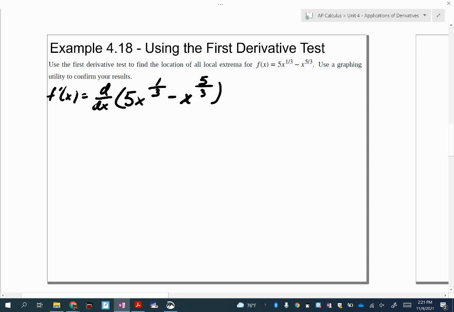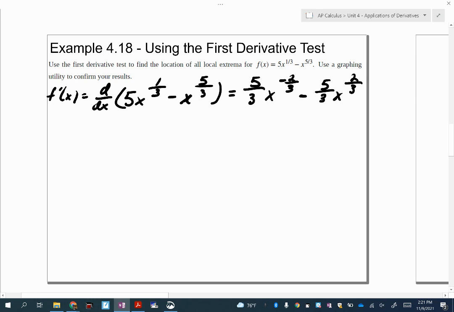All right, so there's a lot going on here. I'm going to use the power rule. So 1/3 times 5 is 5/3, and then that's going to be x to the, got to subtract 1 from 1/3, so that's going to be the -2/3 power, minus 5/3 times x to the, and then 5/3 minus 1. So 5/3 minus 3/3 will be 2/3.